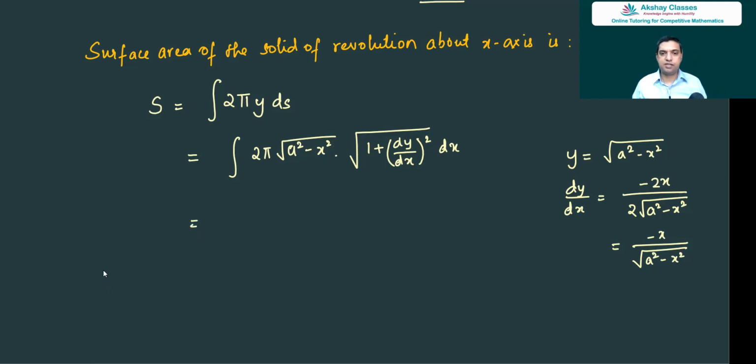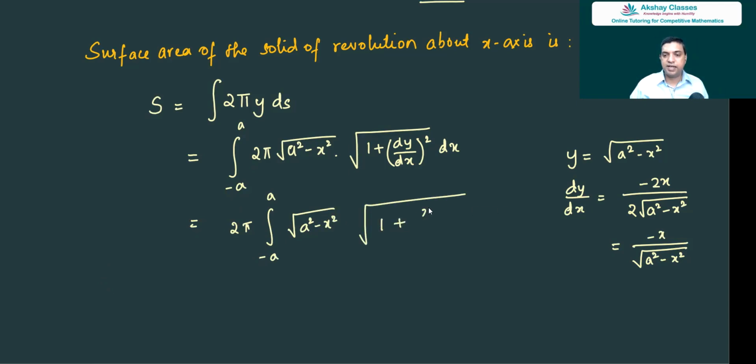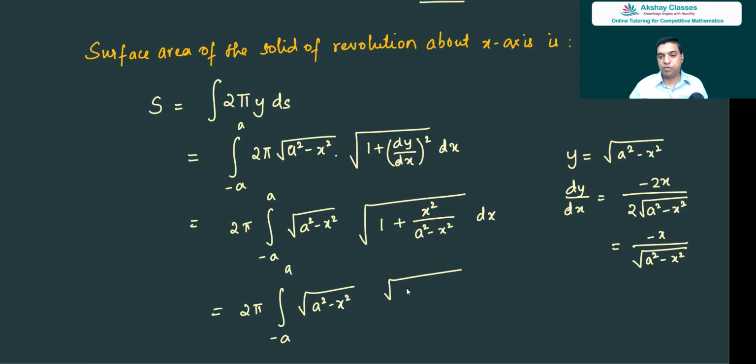So now if we substitute this, what we are going to get is integral, with limits minus a to a, 2 pi taken common, under root of a square minus x square, 1 plus x square by a square minus x square dx. So 2 pi integral minus a to a under root of a square minus x square. Now this is numerator root of a square minus x square plus x square by under root of a square minus x square dx.